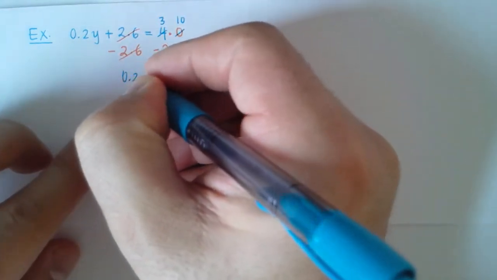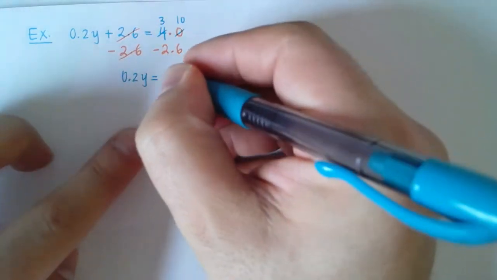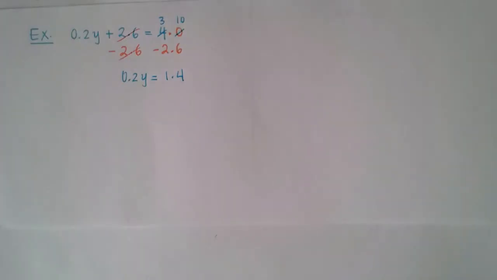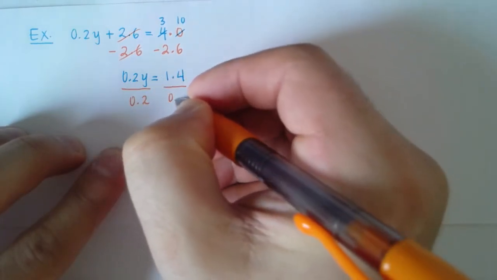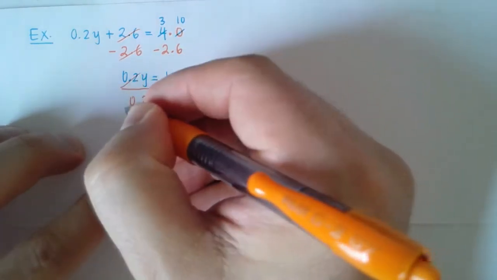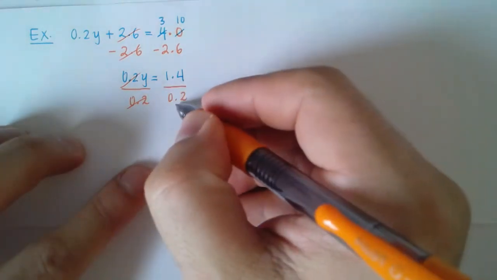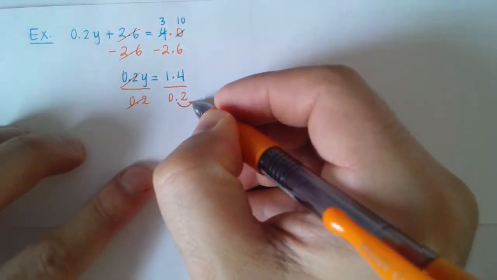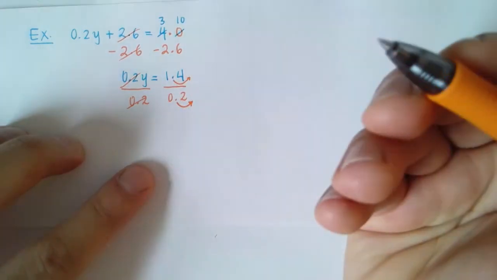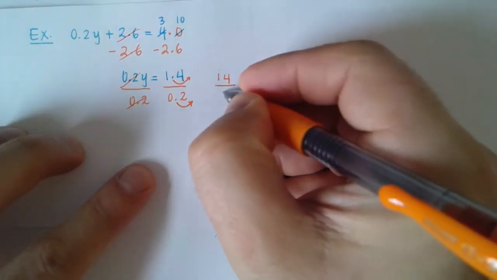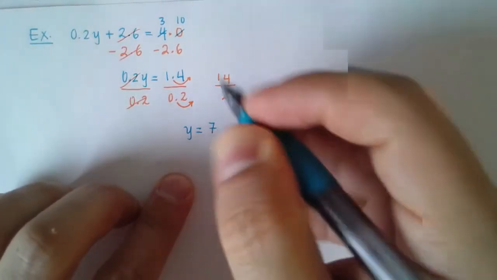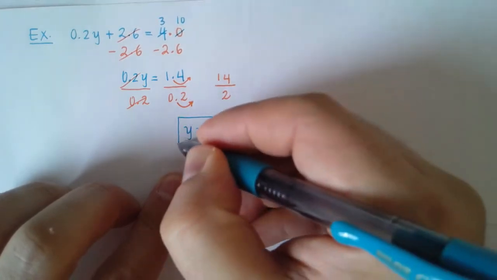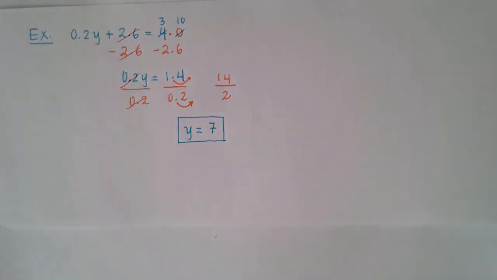So 0.2 times y equals 1.4. So now I need to divide both sides by 0.2. So these two will cancel, and the divisor needs to be a whole number, so I can move the decimal point 1 to the right and this decimal point 1 to the right. So that's going to make it 14 divided by 2. So that means y is equal to 7. That's what we have for this problem.